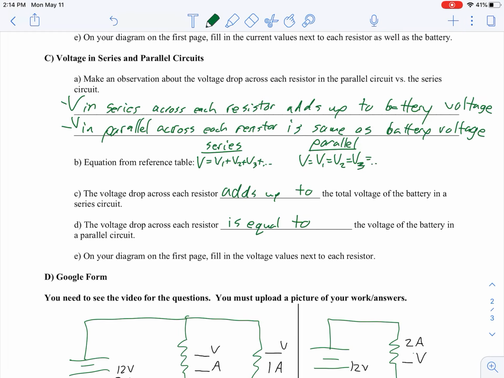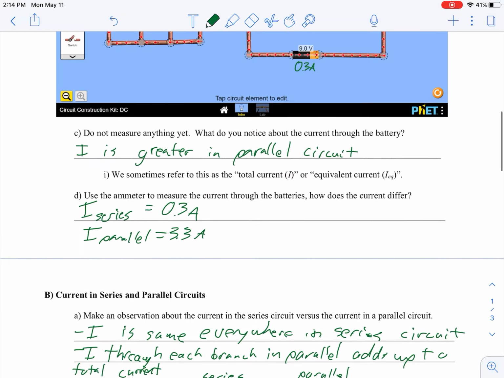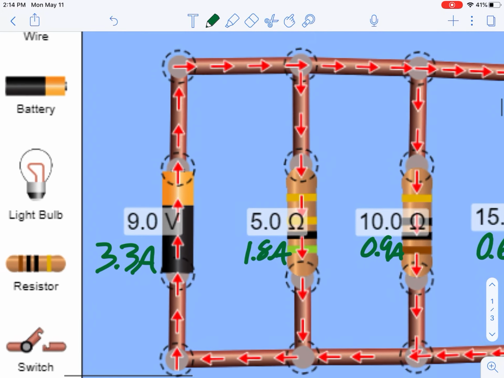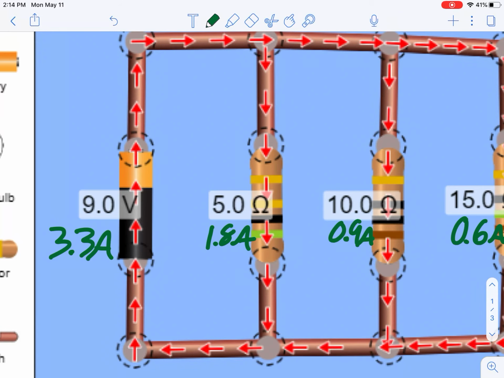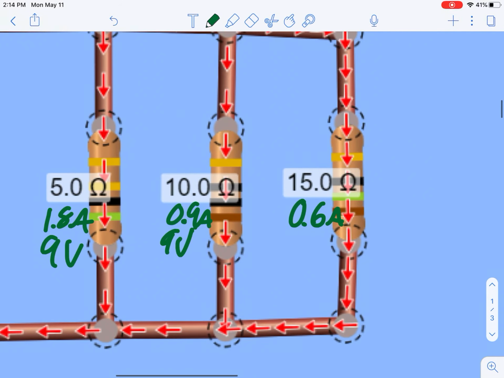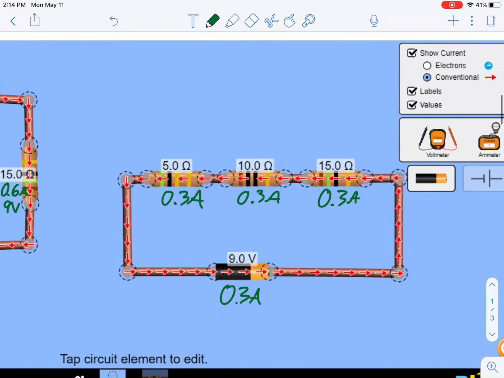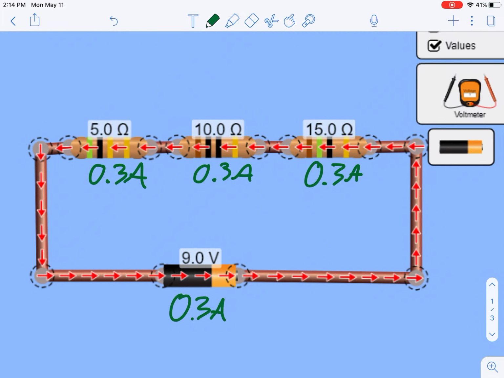On the diagram, on the first page, fill in the voltage values next to each resistor. So we knew the voltage here. Okay. So we said the voltage here was 9 volts, 9 volts, and 9 volts, because in parallel, voltage is the same. In parallel, current adds up to the total current. In series, current is the same everywhere, but the voltage is what adds up to the total voltage.